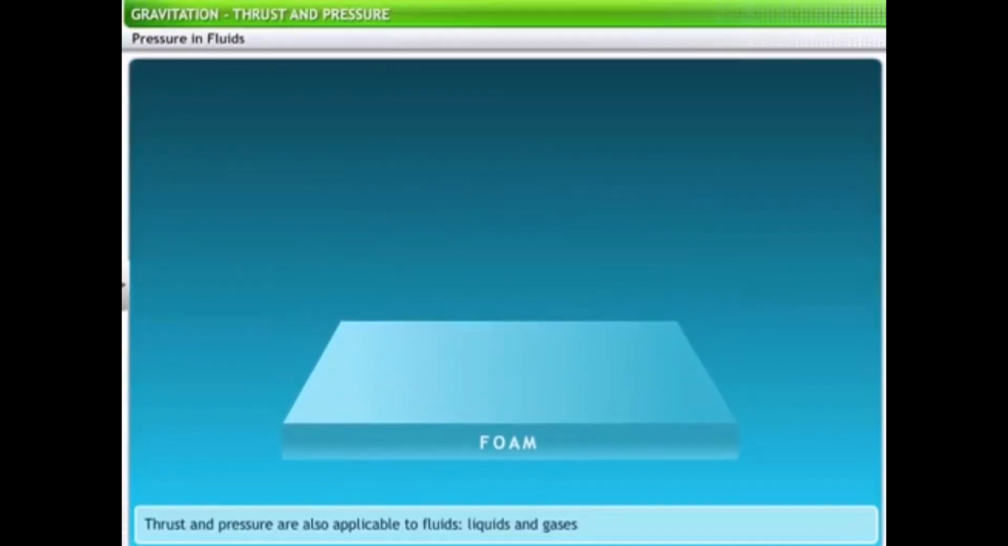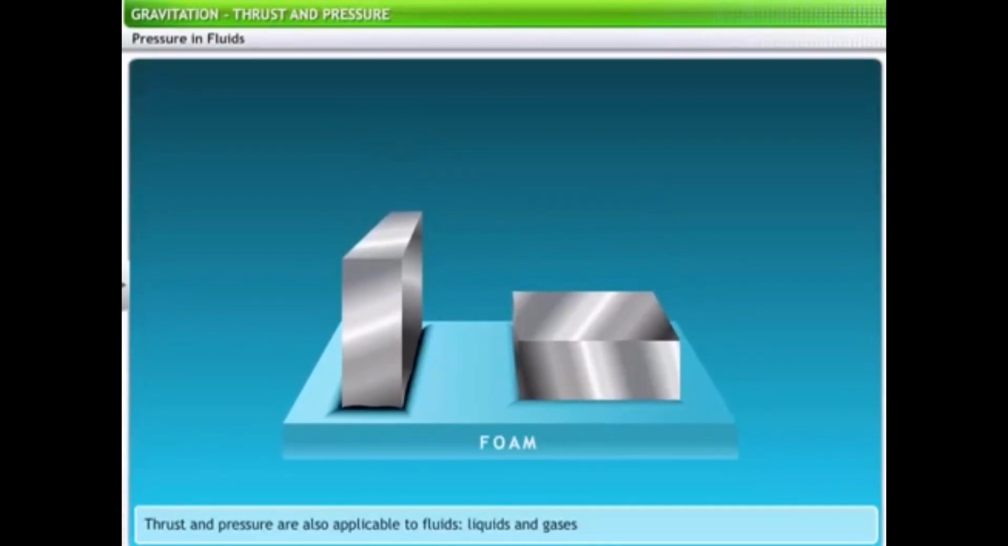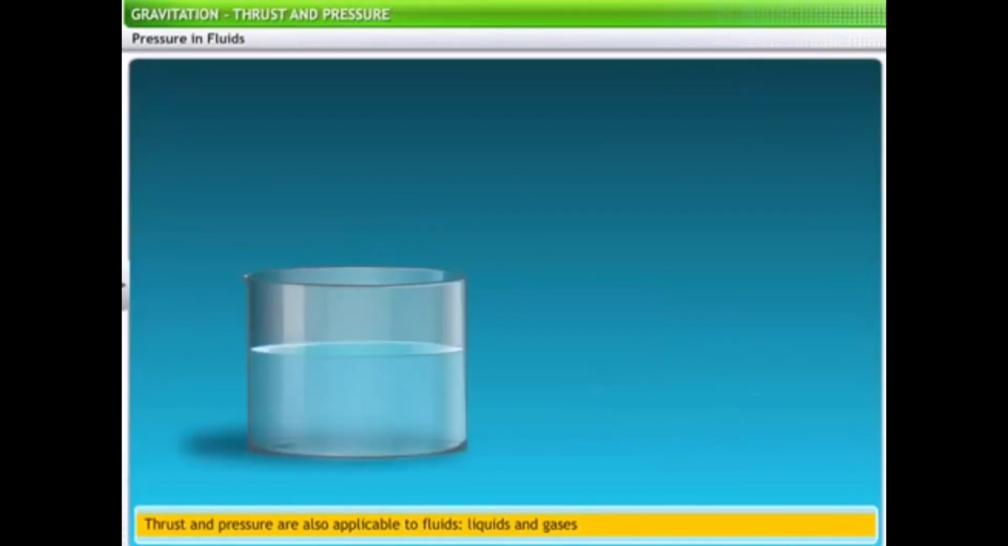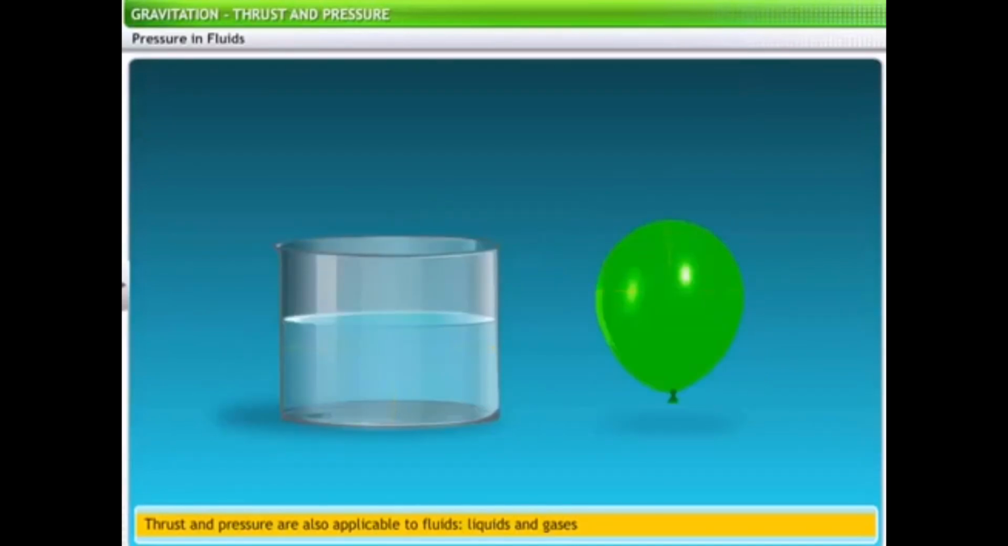So far, we looked at the examples of thrust and pressure in solids. However, thrust and pressure are equally applicable to the other states of matter, liquids and gases. Liquids and gases are collectively referred to as fluids. Since all fluids have the tendency to flow, like solids, fluids also have weight, and this weight exerts a force on the walls and base of a container.